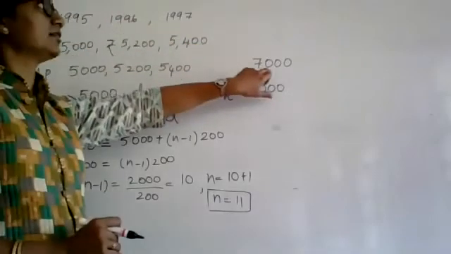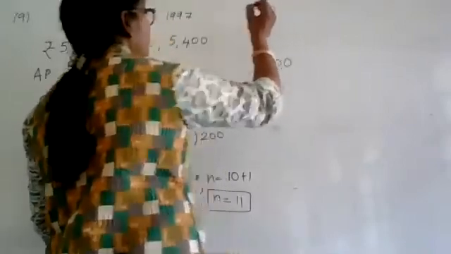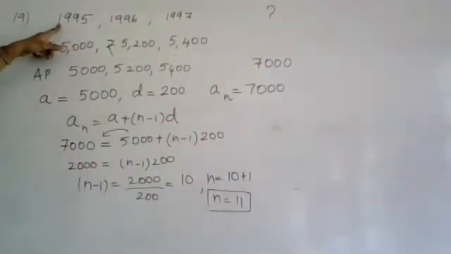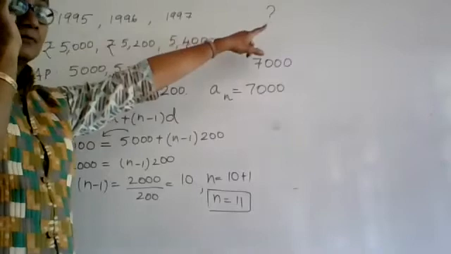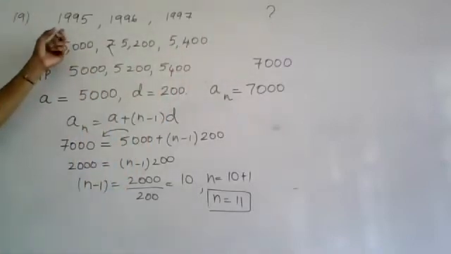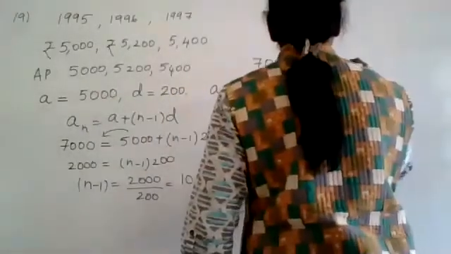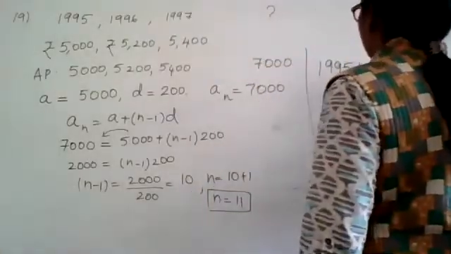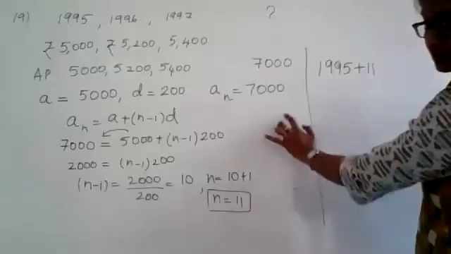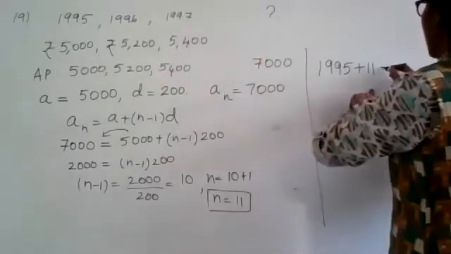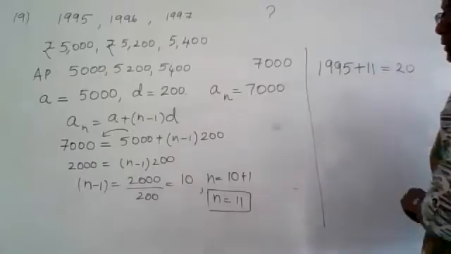My 11th term will correspond to which year? You start from 95 and you go till the 11th term. So if your first year is 1995, after 11 years, what will be the year then? 2005. Yes, because you started with 1995, you add 11 years. Why are you adding 11 years? Because the 11th term has become 7,000. So from 1995, when you add 11 years, you're going to get how much?